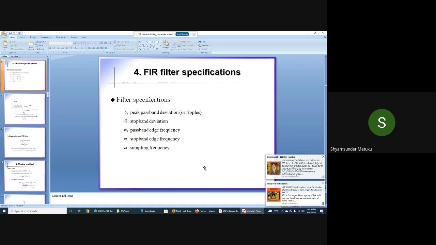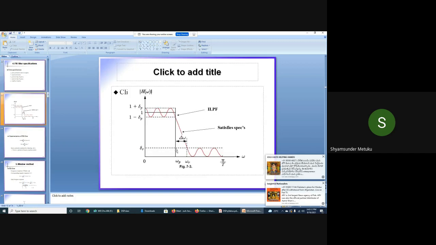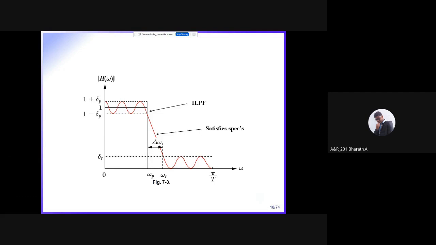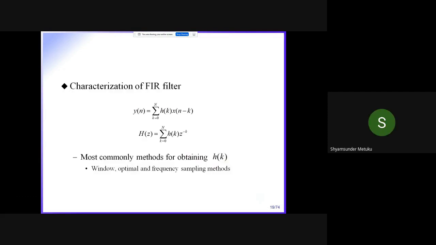I think here it is given two values, omega p and omega r, then it is called more ideal filter. Okay, is it clear? Yes. Now let me go to characterization of the FIR filter. Ultimately, you are supposed to obtain the impulse response h of k.